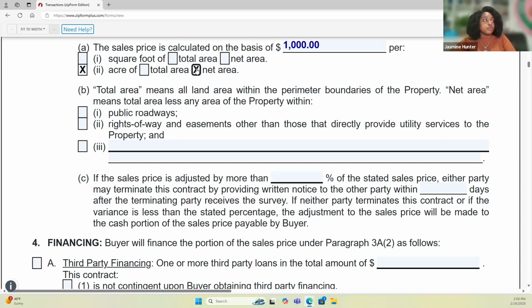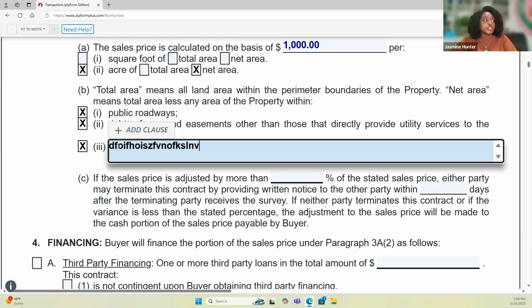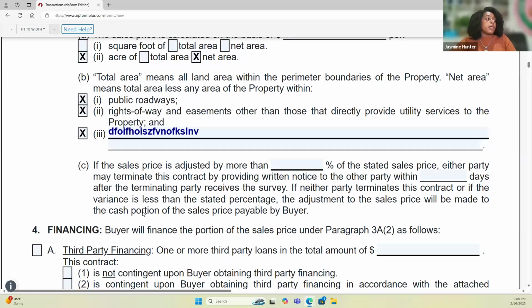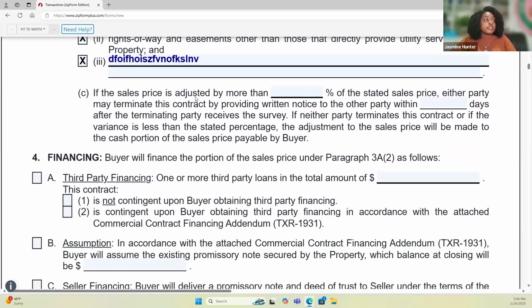So let's just say that's what we're doing. So net area, and what we think net means is all of this stuff. And then we write other information here. These are things that you have to consider on your client's behalf when you're discussing property and the sales price. Now, down here, if the sales price is adjusted by more than, let's say, 10% of the stated sales price, either party can terminate within, let's just say, 5 days after the terminating party receives the survey.